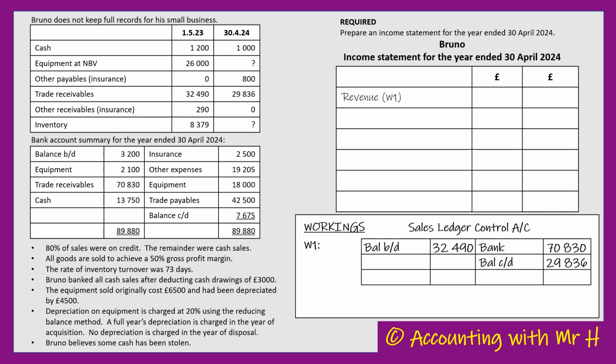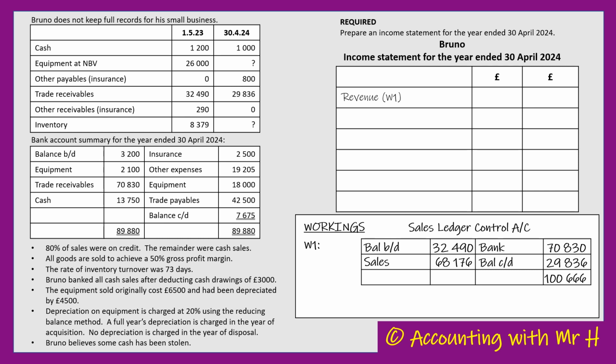And there it is. So now I can total up the credit side. I get £100,666, take away that opening balance, and that gives me my first missing figure. So we now know his credit sales must have been £68,176. I've just got to think back though to bullet point one. 80% of his sales were on credit. So that 68,176 is just the credit sales. But in the income statement, I want all of the sales, the credit and the cash. So the remainder, the other 20% must have been cash sales.